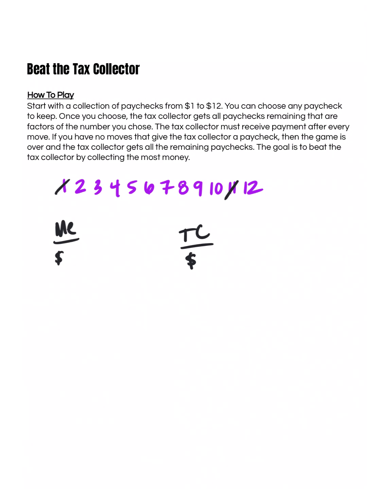And a good choice for that one would be the 9. So if I take the 9, the only remaining factor is the 3 for the tax collector. Next, again, I want to look for a number that possibly has only one factor remaining. And for me, that looks like it's the 6. So if I take the 6, then the tax collector is forced to take the 2.